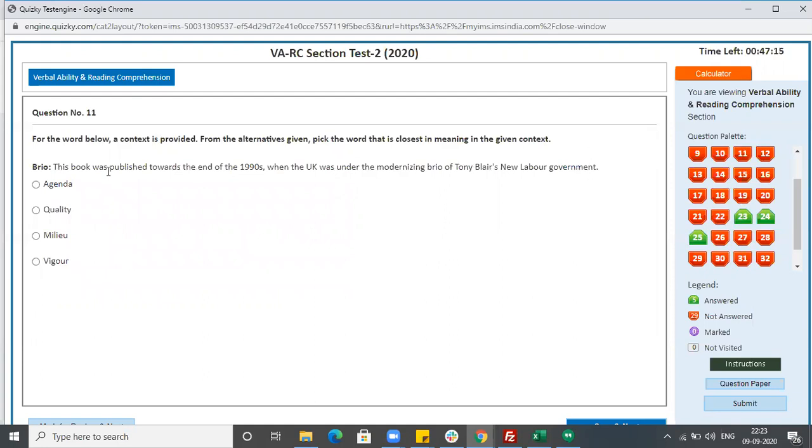Anyways, question 11, what is this? For the word below, context is provided from the alternatives given. Pick the word that is closest in meaning. Oh, synonyms type.